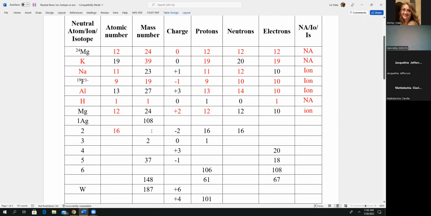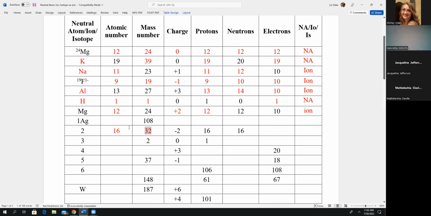No. Well, remember the mass number is the number of protons plus neutrons. So if you add 16 plus 16, you get 32, right? Yes, ma'am. Okay. So what element is this? It's element 16. So what is in the periodic table for element 16?